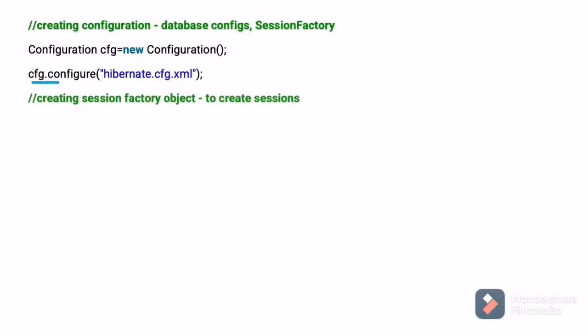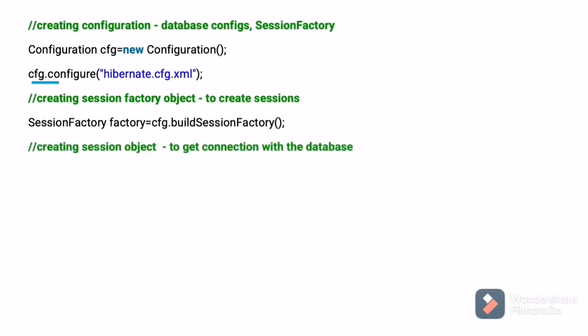Then SessionFactory should be created. What this means is it is mainly used to create the sessions. So this SessionFactory is created by using the reference of the configuration object and by using the build SessionFactory method. Then session is created. This session is mainly used to get physical connection with the database. So this kind of session is opened by using the factory, that is SessionFactory dot open session.